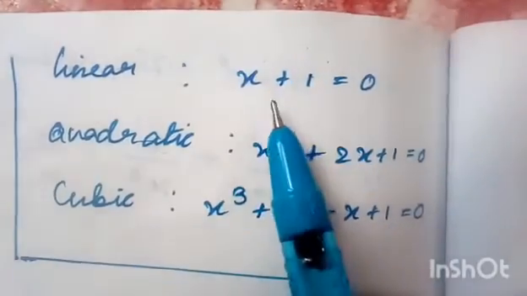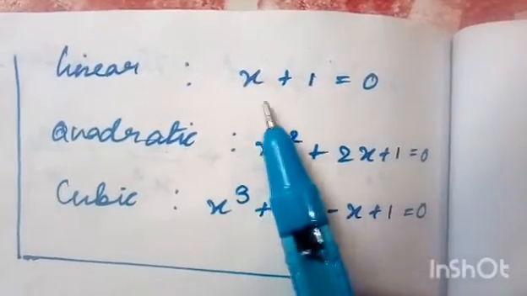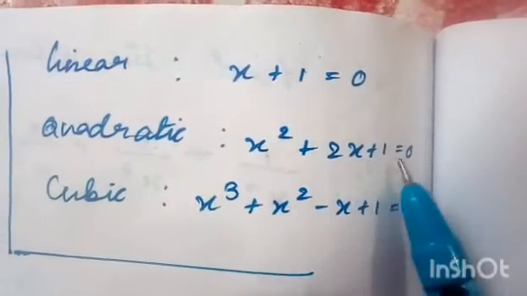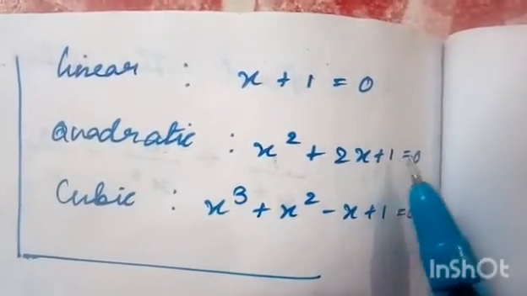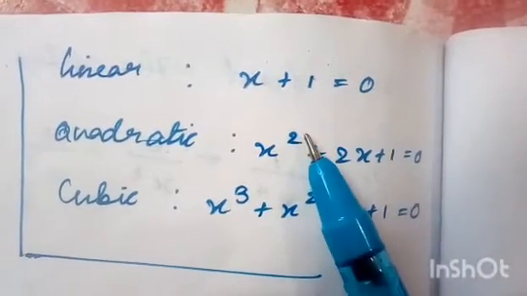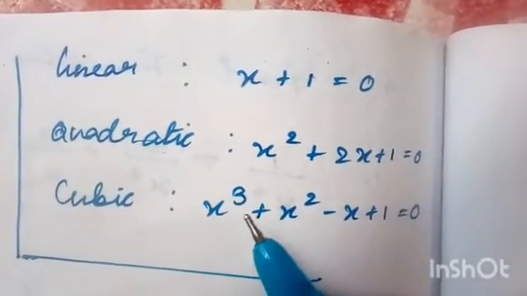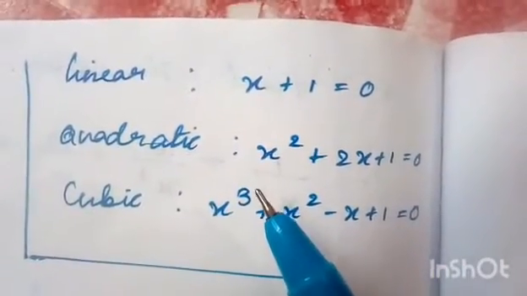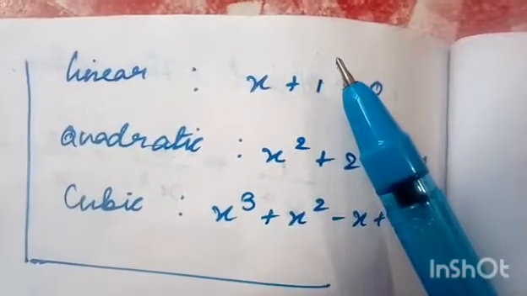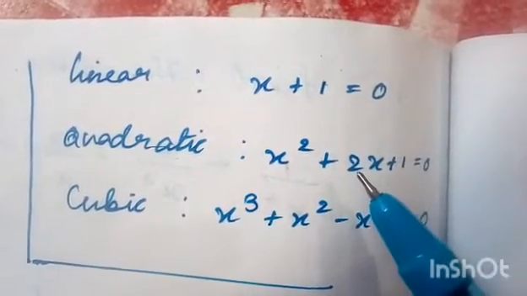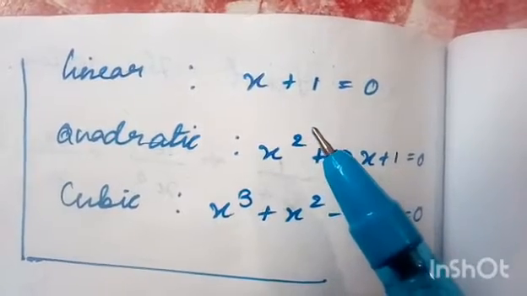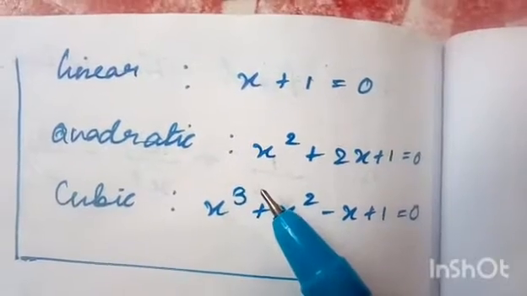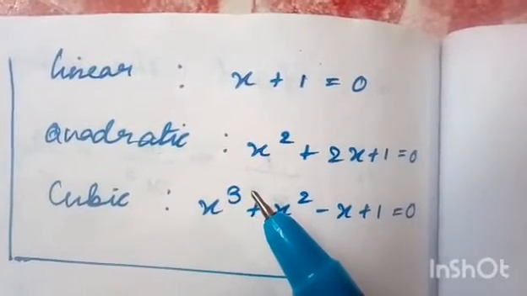A linear equation has highest power 1, for example x plus 1 equal to 0. Next, a quadratic equation, which has x square, for example x square plus 2x plus 1 equal to 0. Its highest degree is 2. A cubic equation, for example x cube plus x square minus x plus 1 equal to 0, has highest degree 3. So a linear equation has highest degree 1, a quadratic equation has highest degree 2, and a cubic equation has highest degree 3. Degree means the highest power.